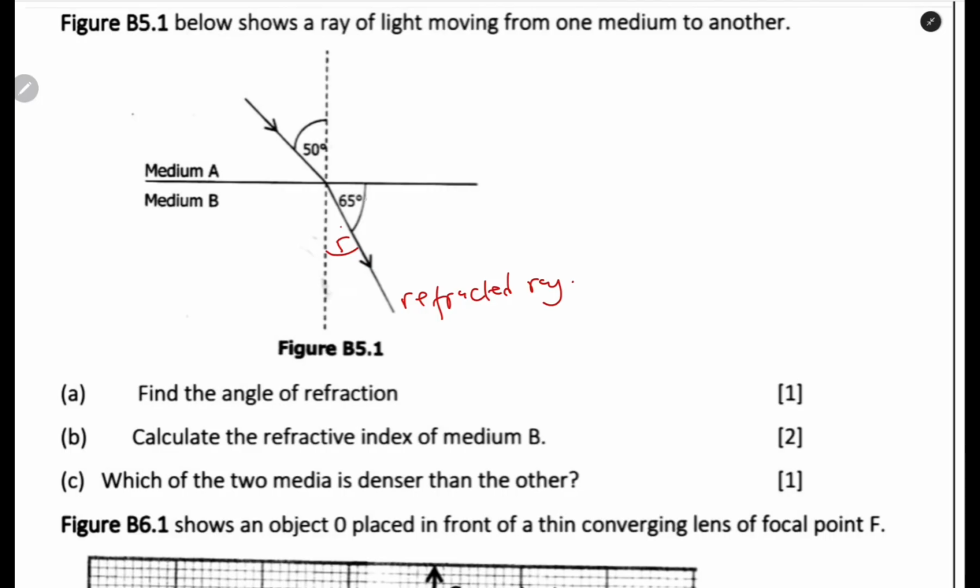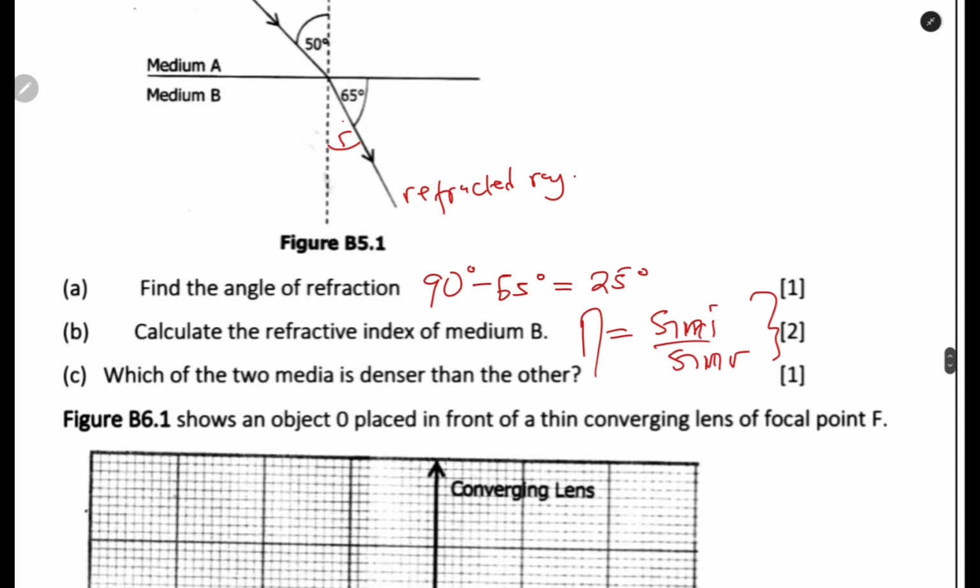How do we find it? The whole of this is 90. We have already 65. So you can just say 90 degrees minus 65 degrees, which gives us 25 degrees, I guess. So that is the angle of refraction. Calculate the refractive index. Refractive index is equal to sine i divided by sine r. Since we've calculated several questions on this one, I'm going to leave it here so you can finish it up.